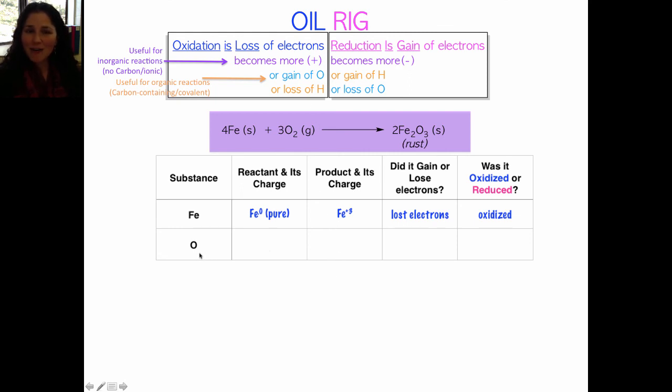Now let's keep track of oxygen. Oxygen in this reaction is in its elemental pure form, and therefore it has an oxidation state or charge of 0.